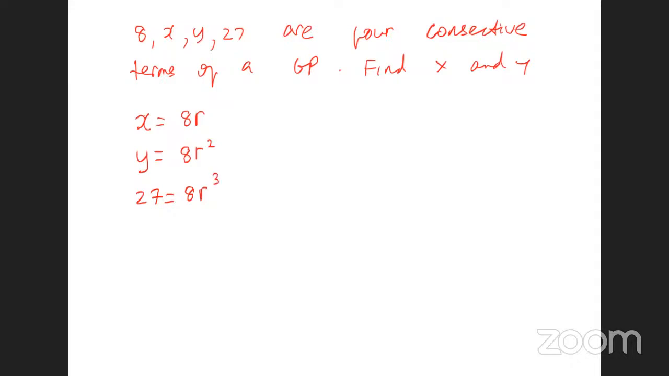That's okay? It's very similar to what you would do if 8 is the first term and x is the second term. That could work as well, but the question didn't say that. But we know for sure x is 8r, y is 8r squared, and 27 is 8r cubed. See if you could use that now to find x and y.